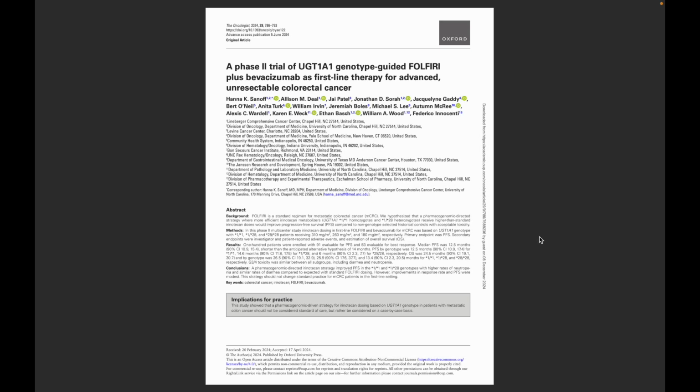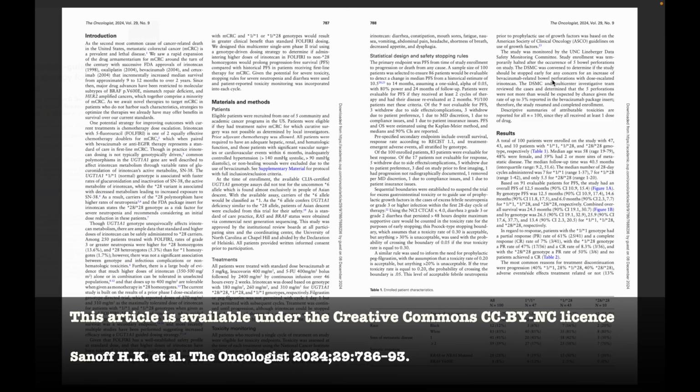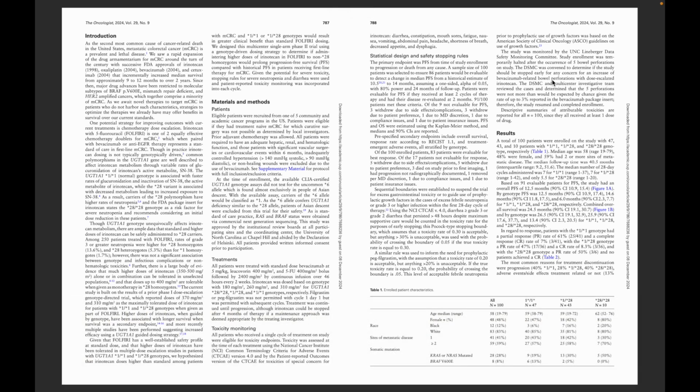So today I'm going to describe the four key elements of writing a successful introduction section using this phase 2 study in metastatic colorectal cancer as an example. So the introduction or background section of a clinical research paper tells the story behind why a clinical trial investigation or a particular analysis was performed.